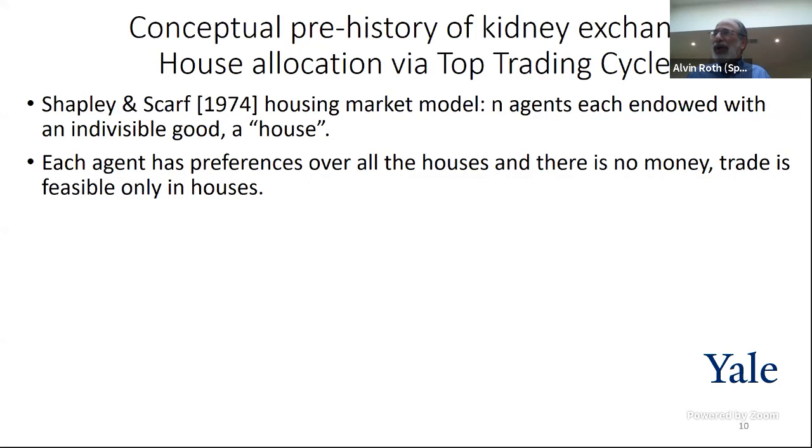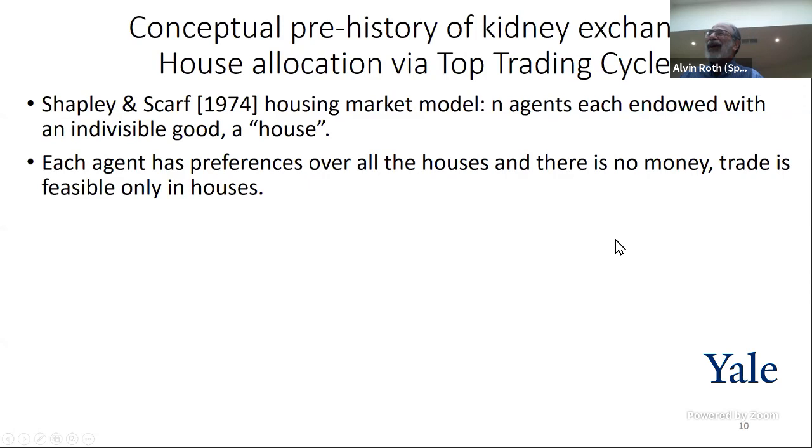So Shapley and Scarf in the first issue, volume one, number one of the Journal of Mathematical Economics, so talk about abstract theory leading to practical things. They said, let's suppose we're looking at a market that consists of N agents, each endowed with an indivisible good, which they called a house. And each agent has preference over the houses, but you can't use money, right? The National Organ Transplantation Act says you're not allowed to give valuable consideration for a house. How can we trade them?